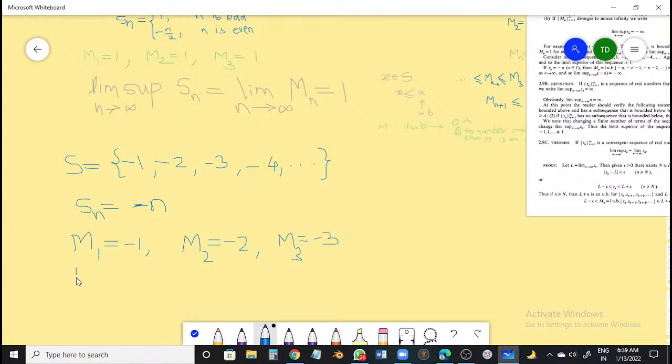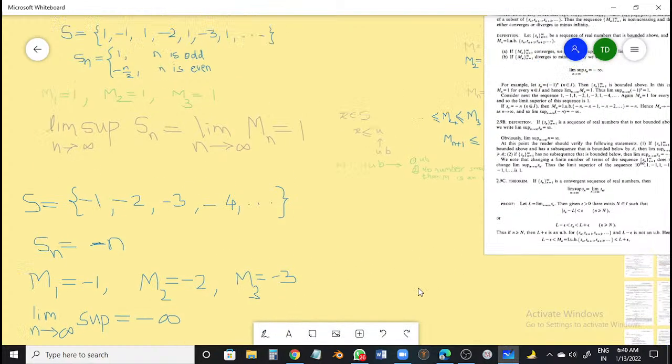So what will the limit superior be? We find the sequence is decreasing, no doubt, but it is not bounded below. If it is not bounded below, the limit superior will go to minus infinity. So in this case the limit superior is minus infinity. Hope the idea is quite clear.